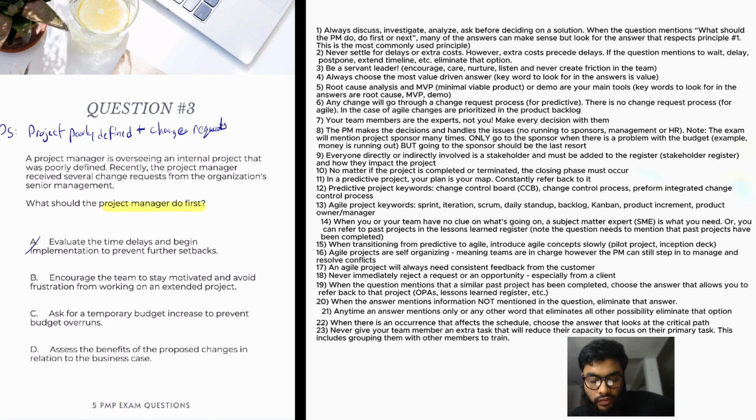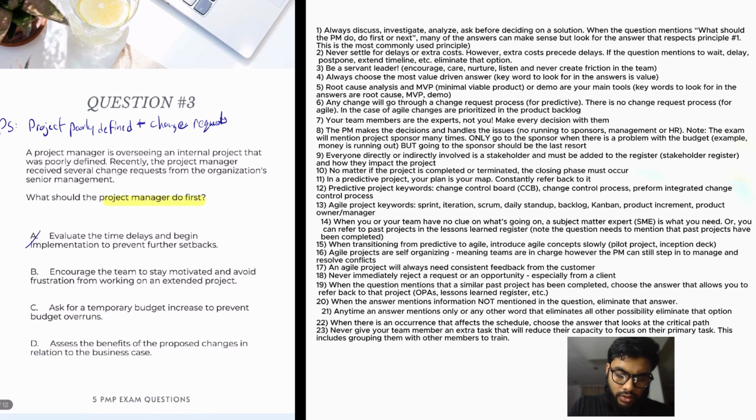Encourage the team to stay motivated and avoid frustration from working on an extended project. I have no idea what this does at all. This doesn't solve anything. The project is poorly defined and there's a lot of change requests coming in. What should we do? Usually it's natural to have a lot of change requests coming in because the project is poorly defined. So this is a cause and effect sequence. If the project is poorly defined, you're going to have a lot of change requests because no one knows what is going on. So this is not going to be the answer.